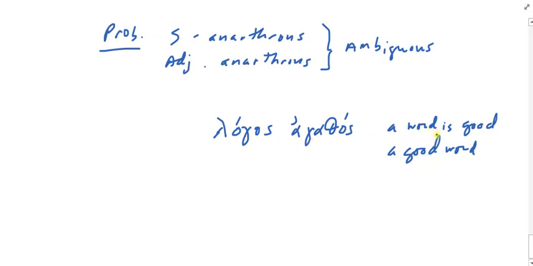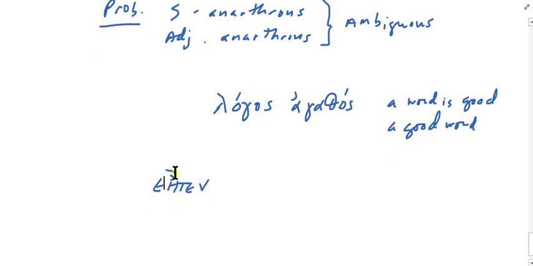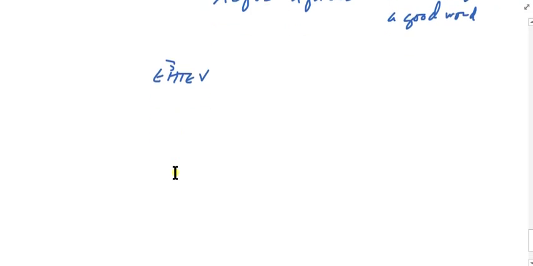So that's where you have to then look at your context, look broader, and it'll usually clarify things for you there. Okay, let me give you one example where the context can clarify this. What if I said something like eipen, what's that mean again? He, she, or it said. So eipen logon agathon.